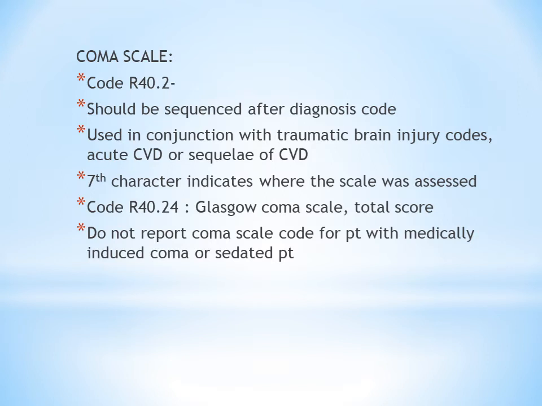When you look at the tabular list, you can see that the coma scale is measured by three categories. First one is eye response, how the eye opening is measured. Then the second one is verbal response and the third one is motor response. In that way, you measure the intensity of a coma and code the coma scale accordingly. The seventh character in the R40.2 series indicates where the scale was assessed, like at the emergency department, at hospital admission, or 24 hours after hospital admission.